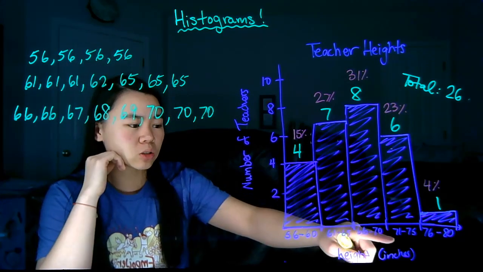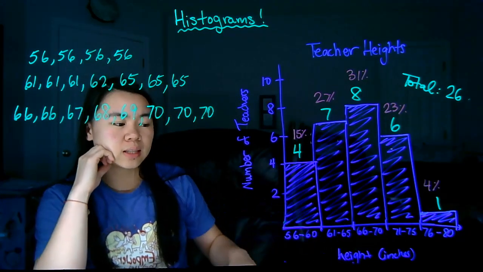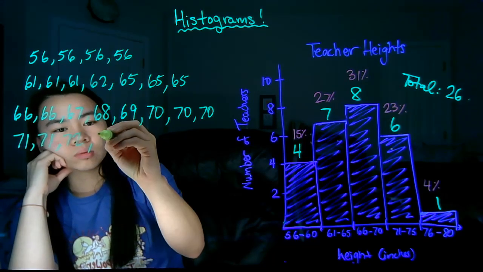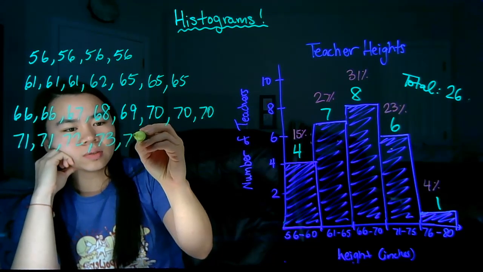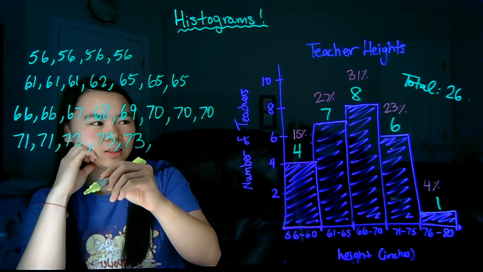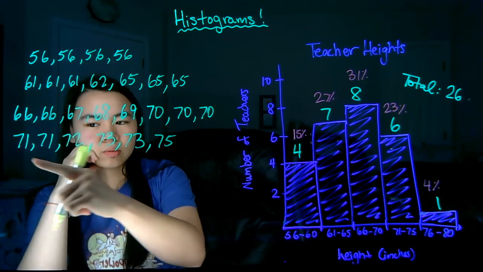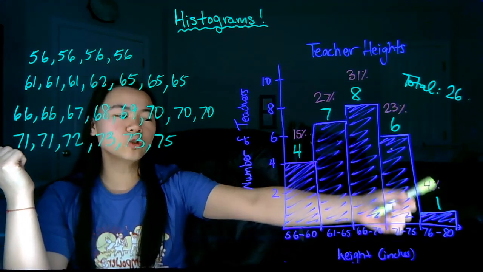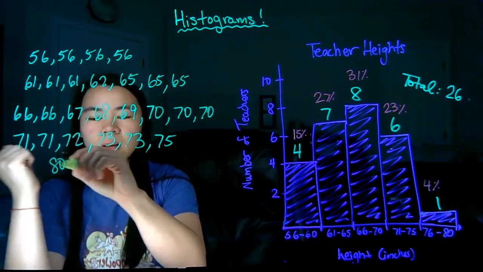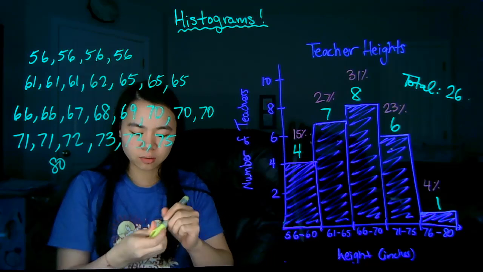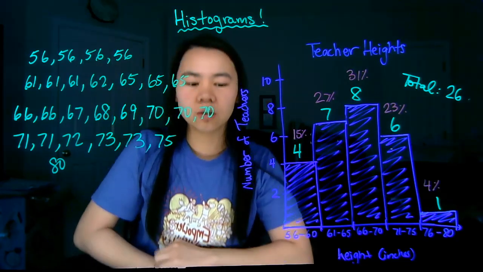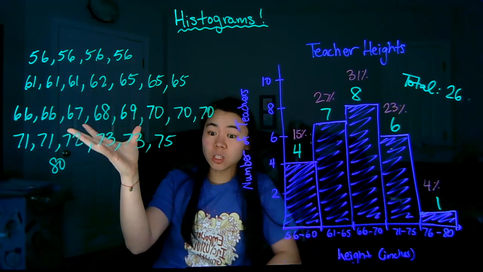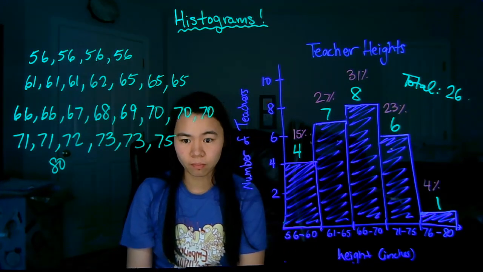All right, we got 6 pretty tall teachers between 71 and 75. 71, 71, 72, 73, 73, 75. 4, 5, 6. Got no 74s. And then one super tall. You know what? I'm gonna say this person is it. Maybe he's Mr. Dickerson. You guys met Mr. Dickerson? He's quite tall. Maybe he is 80 inches tall. So this is a possible data set for this histogram.